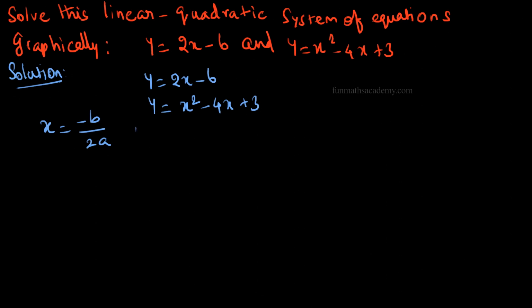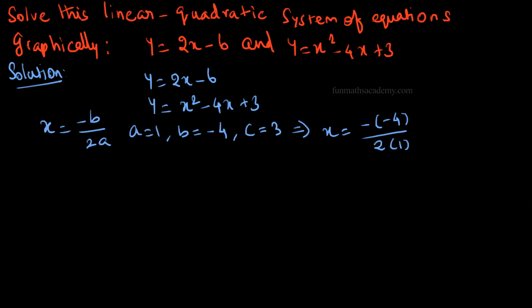From the quadratic equation, we get values of a, b and c as a is equal to 1, b is equal to minus 4 and c is equal to 2. This, when we substitute in the formula, we will get x is equal to minus of minus 4 divided by 2 into 1. Minus of minus 4 in the numerator will become 4 and 2 into 1 in the denominator becomes 2. And so we get 4 divided by 2 which is equal to 2.